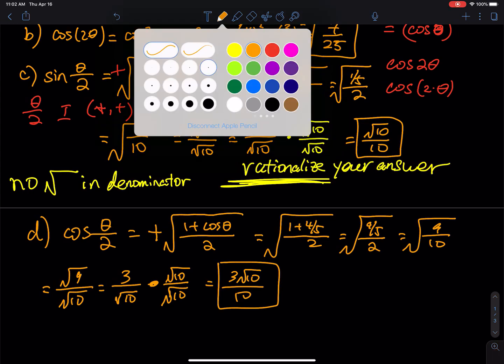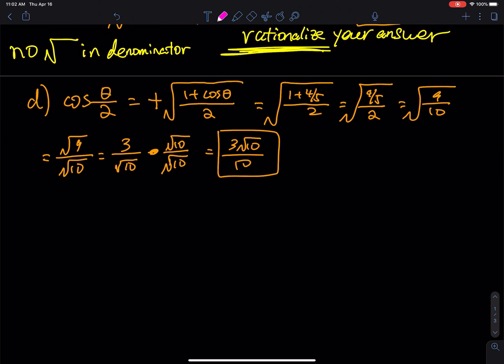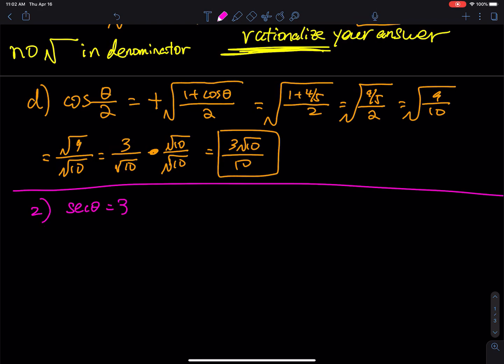The next problem, let's switch colors for that. In number 2, we have secant theta equals 3. I don't want to work with secant, because the double angle and half angle formulas use sine, cosine, and tangent. I want to avoid secant. So secant is 1 divided by cosine, so 1 over cosine theta equals 3. Then you solve for cosine. Therefore, cosine theta equals 1/3, and this is greater than 0.